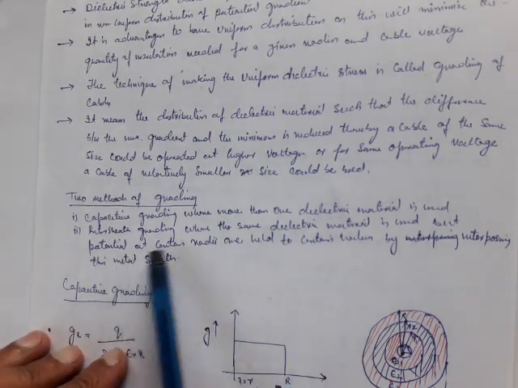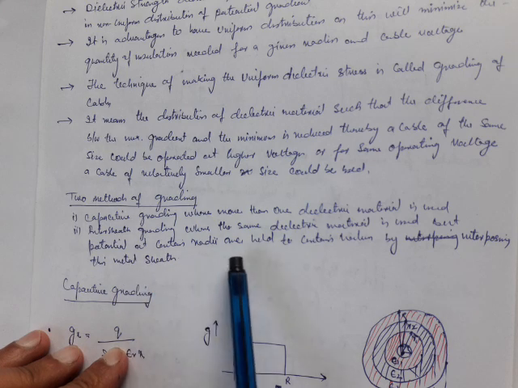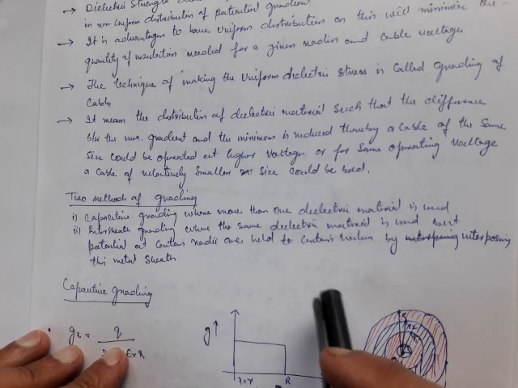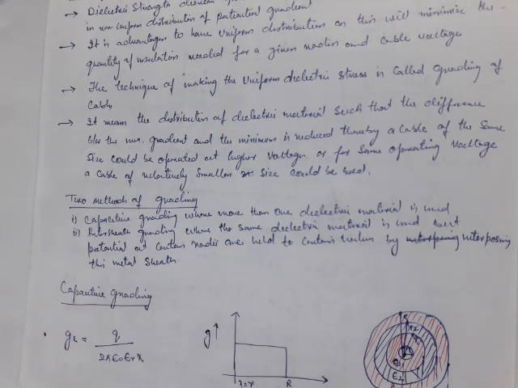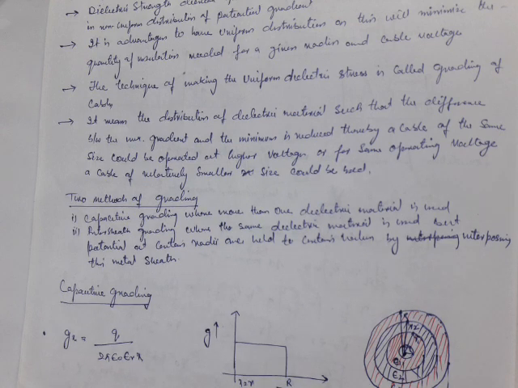The other one is intersheath grading, where the same dielectric material is used, but potentials at certain radii are held to certain values by interposing metal sheaths. In this case, we use the same dielectric material, but in between we use different intersheaths. The intersheaths are interposed in between the dielectric, and they are deliberately kept at a particular potential. That different potential is given to the dielectric by using a transformer. You will see that. We'll first discuss capacitive grading.